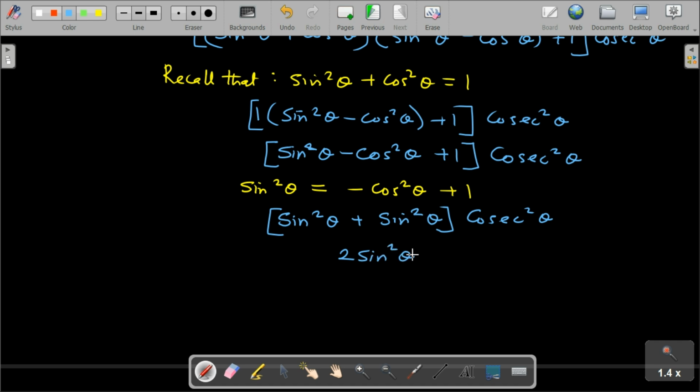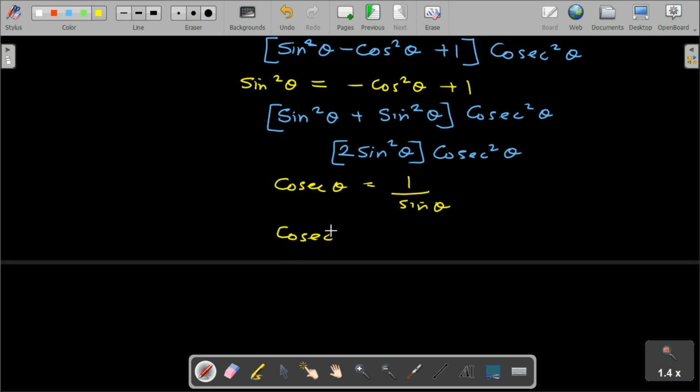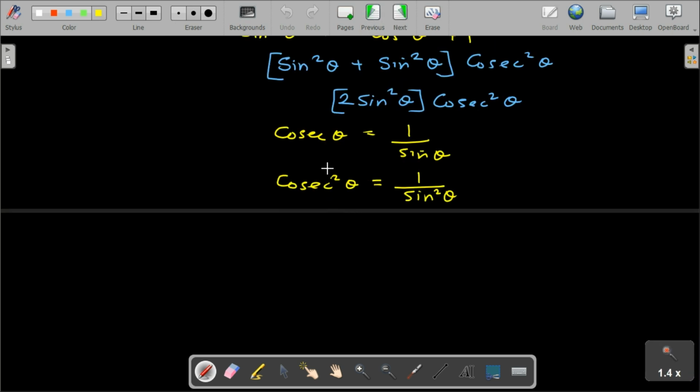And sin square theta plus sin square theta, obviously that gives us 2 sin square theta, everything multiplied by cosec square theta. Also, another interesting identity is that cosec theta is actually the inverse of sin theta. So consequently, cosec square theta will be 1 over sin square theta. We can now substitute this here so that we have 2 sin square theta multiplied by the inverse of sin square theta.